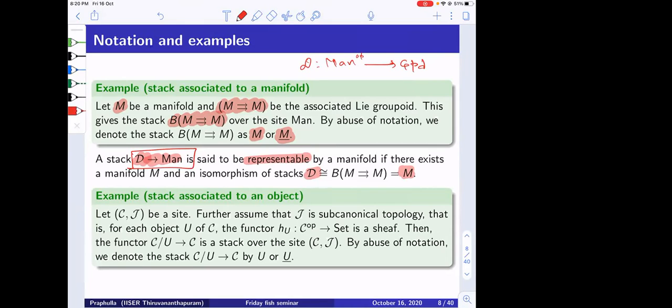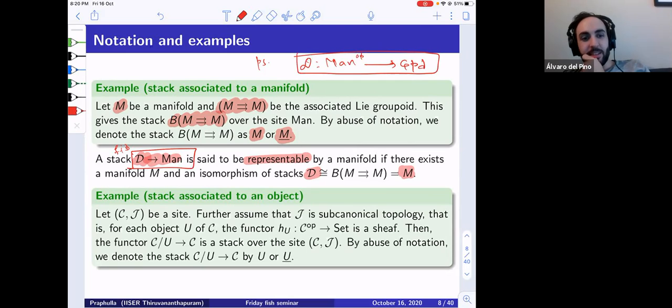This is because I am treating pseudo functors as the same thing as fibered categories. So this is the notion of pseudo functors, and this is the notion of fibered categories. I'm assuming you already know the relation between these two. If not, I can explain in the discussion session. So this is the notion of a representable stack.